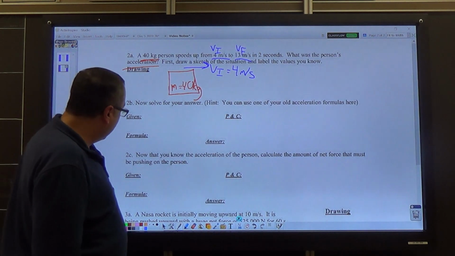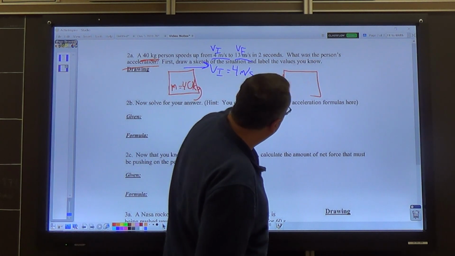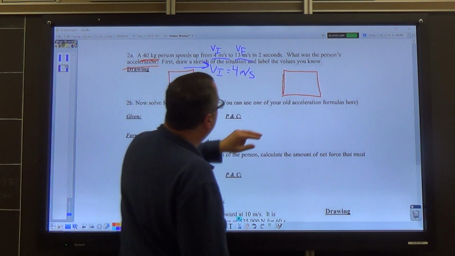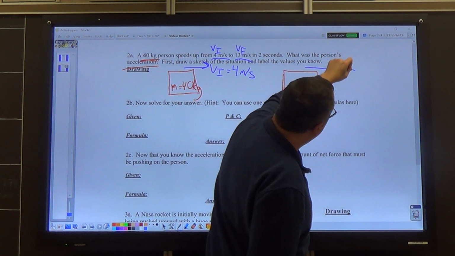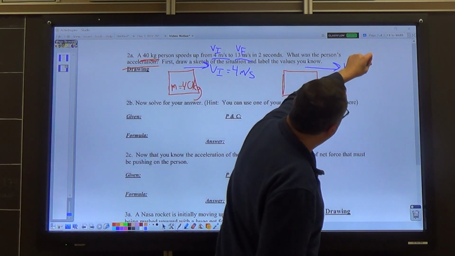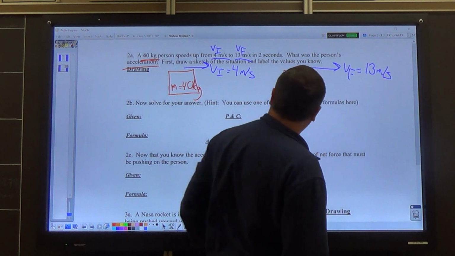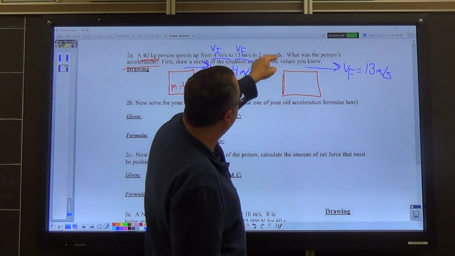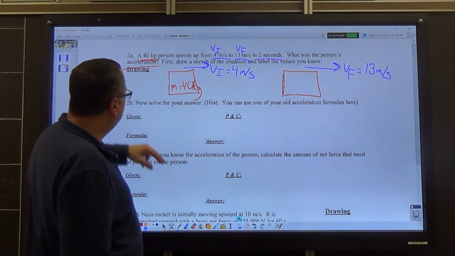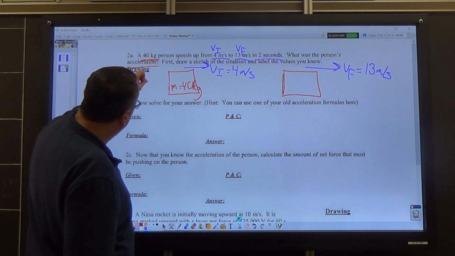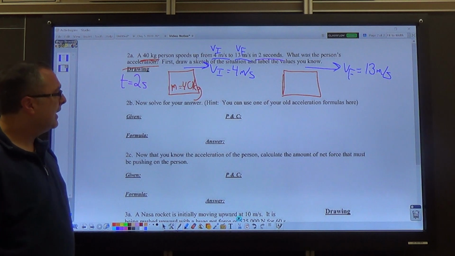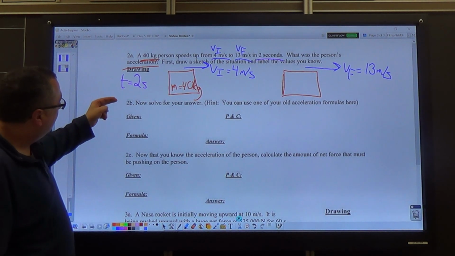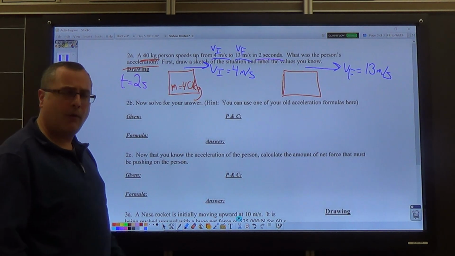Later on, we had the same object, but now it had sped up, and it's got a velocity of 13 meters per second. And then the last thing that we know here is we do know that it took 2 seconds for that to happen, and 2 seconds measures time, so we've got the time. So we actually have a little bit more information than we need to solve for acceleration.